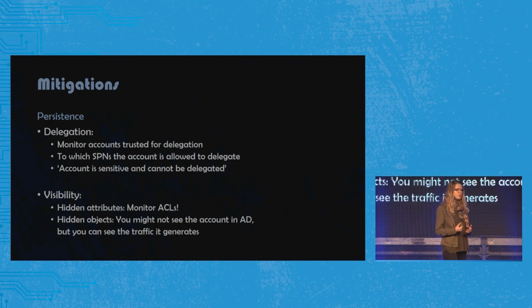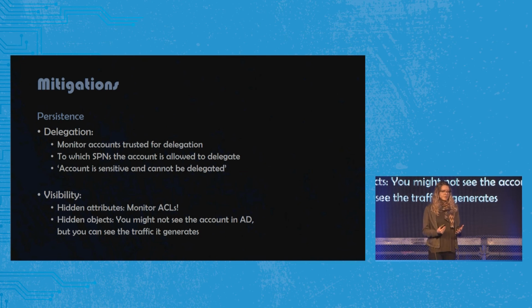All right, now for the persistence. So here we had a few issues that we had to address. We have the delegation and we have the visibility. So all we need to do for the delegation phase is monitor the accounts that are trusted to perform delegation and monitor to which service principal names those accounts are able to delegate to, meaning to which services the account is able to request service tickets on behalf of other users. Of course, you should not have a computer account which can perform delegation to the krbtgt in your environment.